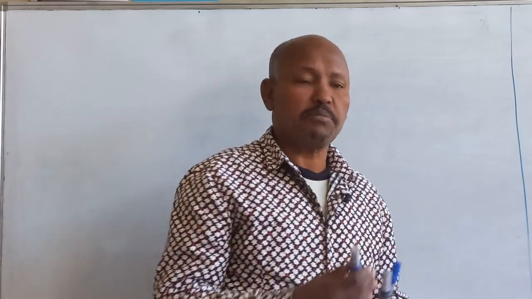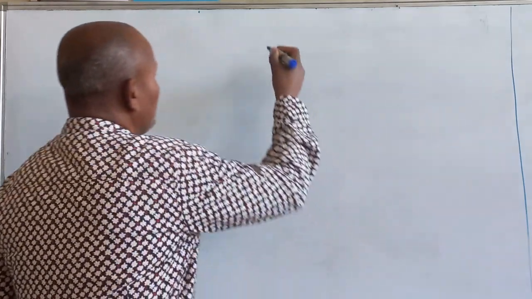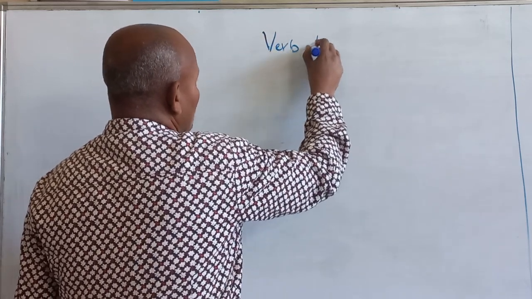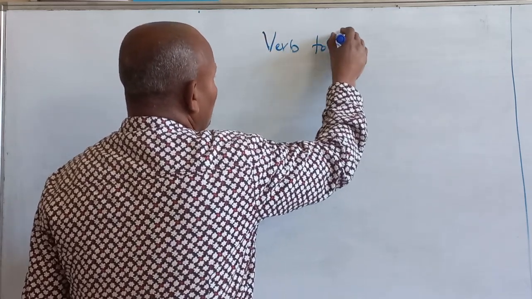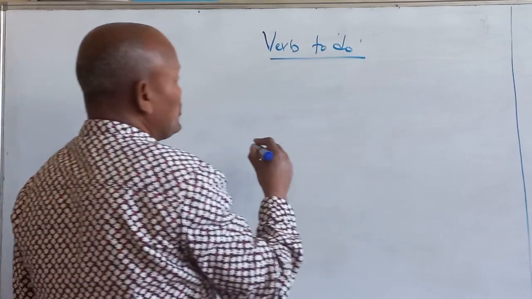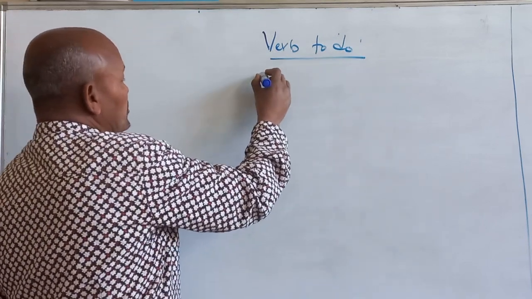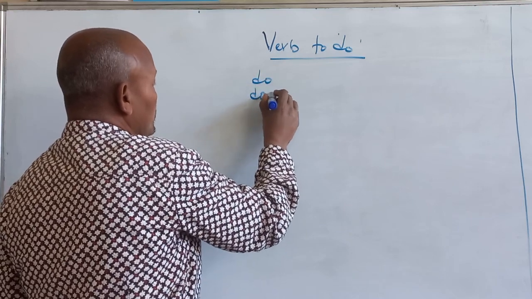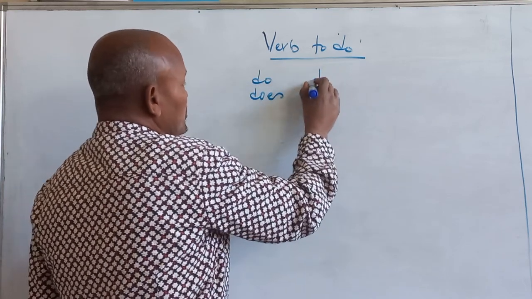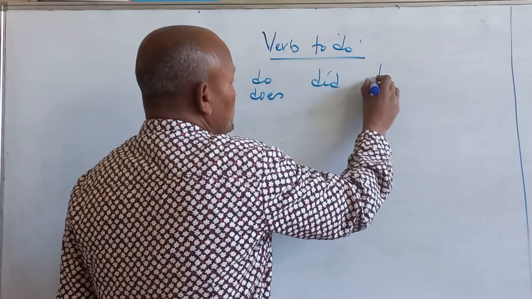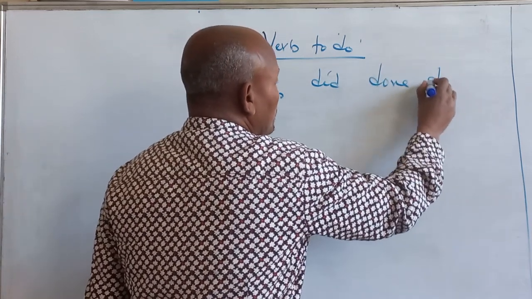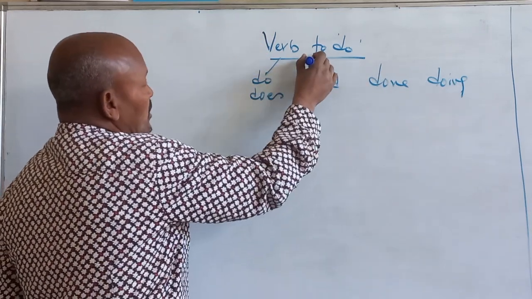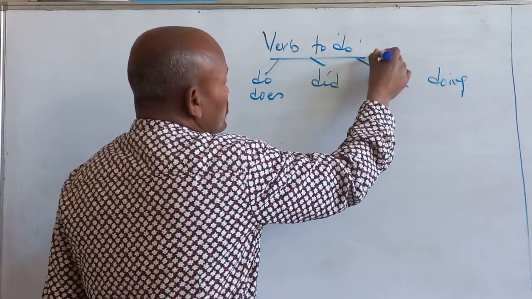So let me come back to my lesson, verb to do. What are the different forms of verb to do? One is do or does. Another is called did. And the other is done. And the other part is doing. These forms are called the different forms of verbs.